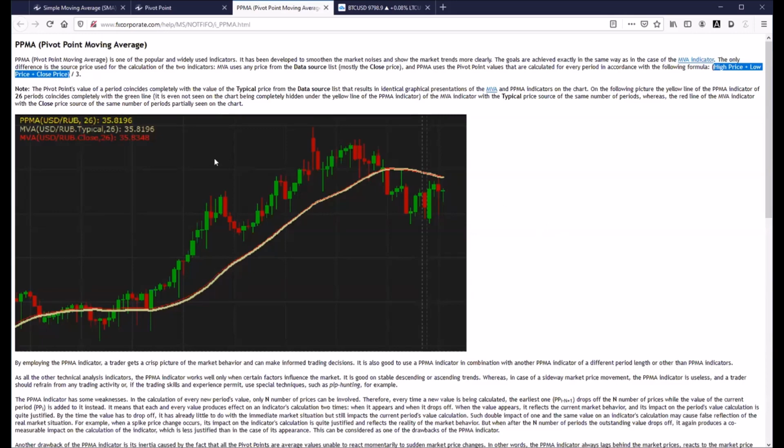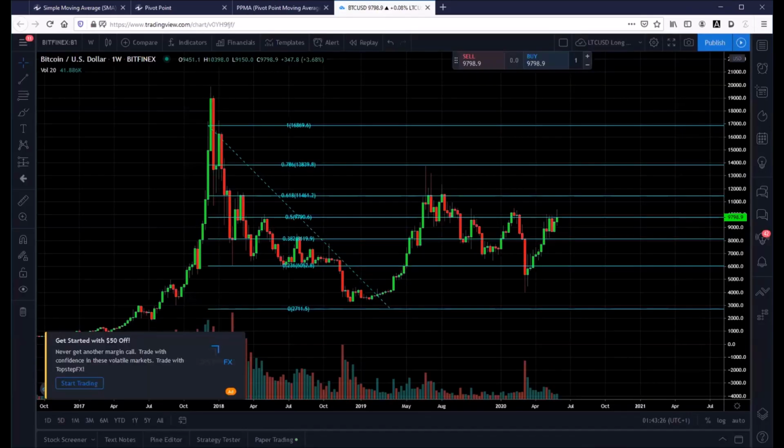I'm going to read a little bit of what it says here. It says, pivot point moving average is one of the more popular, widely used indicators. It's been developed to smoothen the market noise and show the trend more clearly. The goals are achieved exactly in the same way as in the case of a moving average indicator. The difference is the source price used. So we went over that. So let's take a look at that in action, and we'll start to get an idea for what that means.